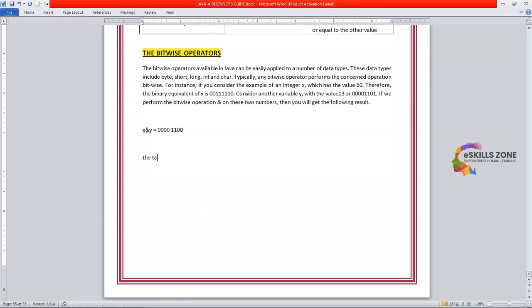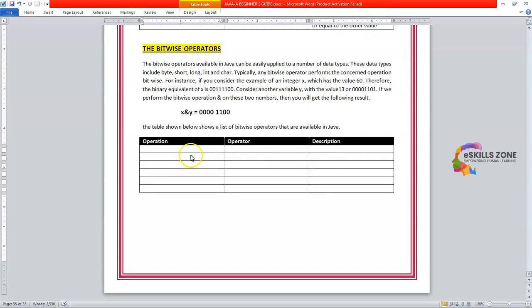The table shown below shows a list of bitwise operators that are available in Java. So viewers, here we are at the bitwise operators. Now the first operation is the binary AND, represented by an ampersand symbol like this. In the description it is that it performs the AND operation. Likewise, the second one is called binary OR.